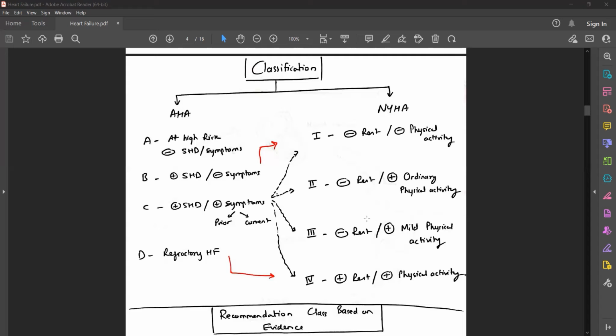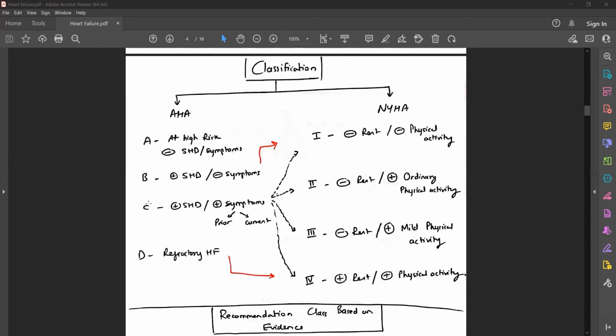Class 3 is when the patient does not have symptoms at rest but has symptoms even at mild physical activity. Like, for example, the patient trying to get up and go from their bed to the kitchen or the bathroom, and they become short of breath. But they are not short of breath at rest. So that's class 3 symptoms. And then we have class 4, where the patient has symptoms at rest and of course also at physical activity.